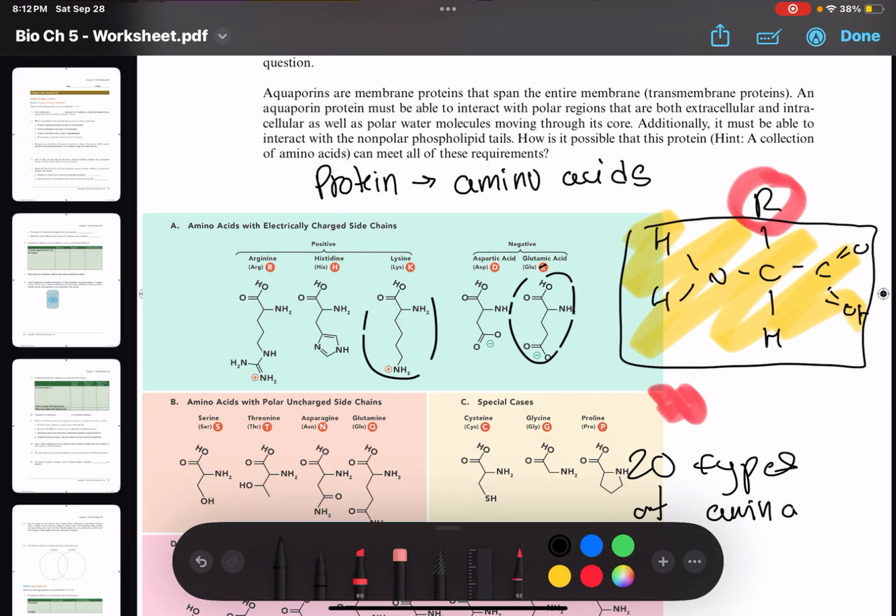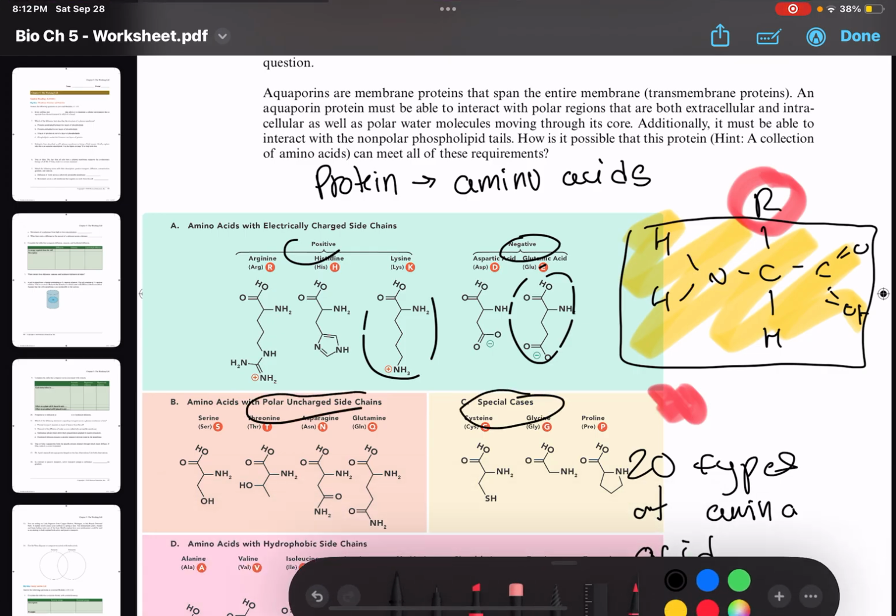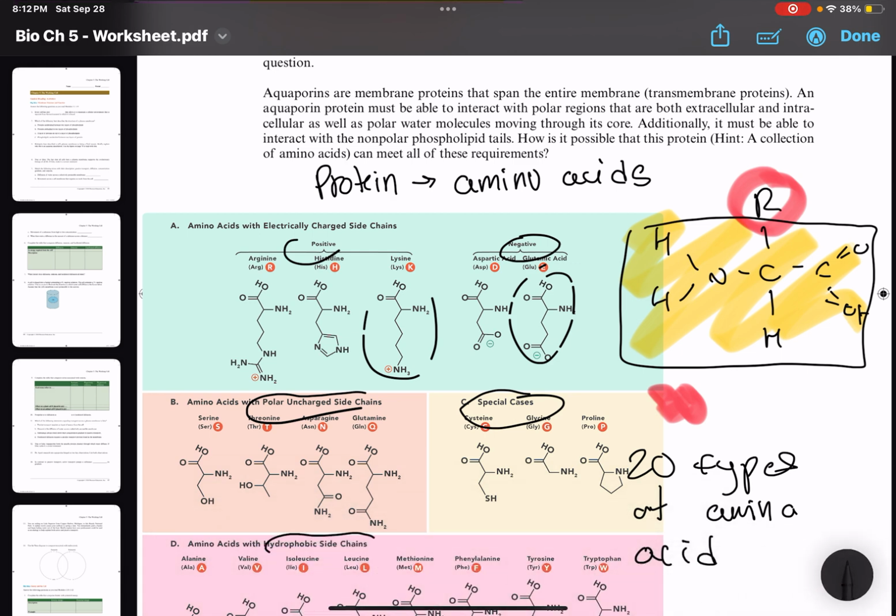If we look here, it says positive here, negative here, and polar with uncharged sides. It says special cases. If we continue downwards, it says hydrophobic side chains. Each of these is very important because the structure of those amino acids, chained up, gives each its own special property. Some are positively charged, some are negatively charged, some are hydrophobic.